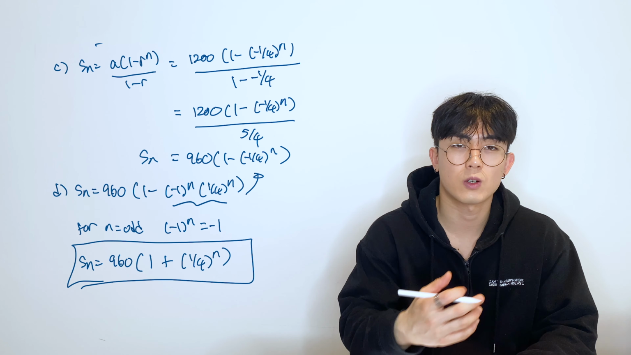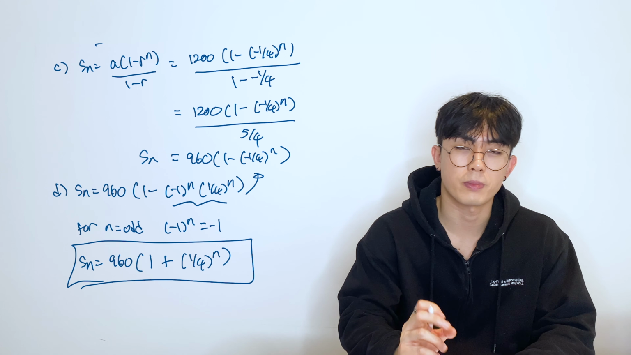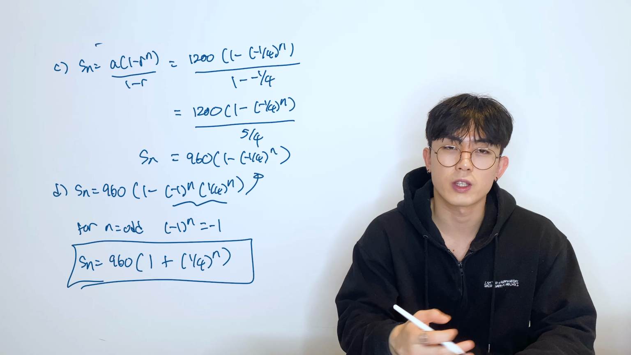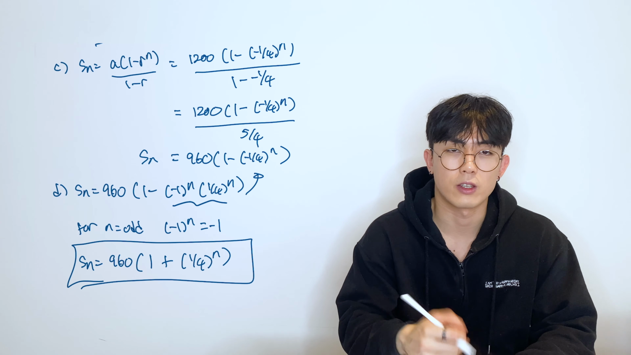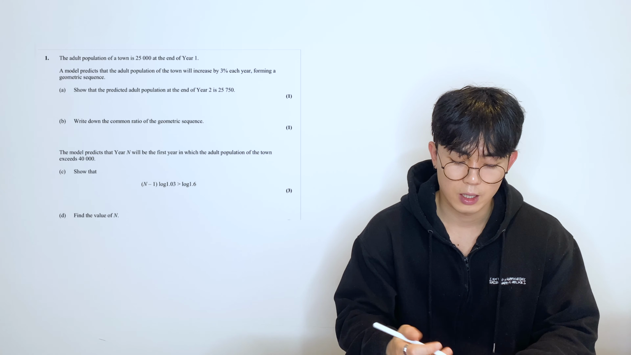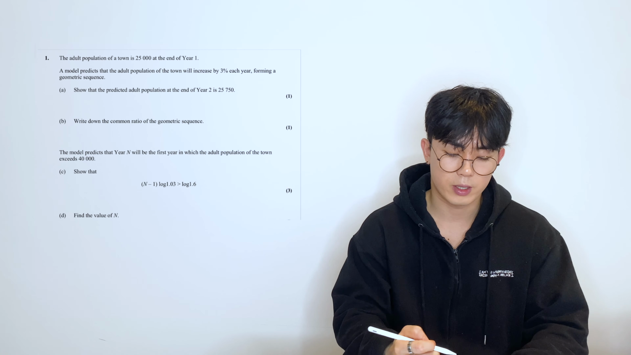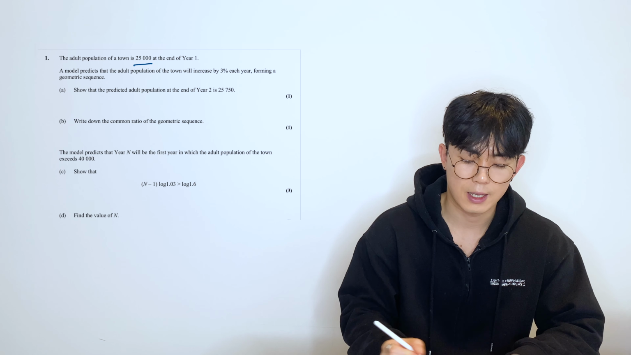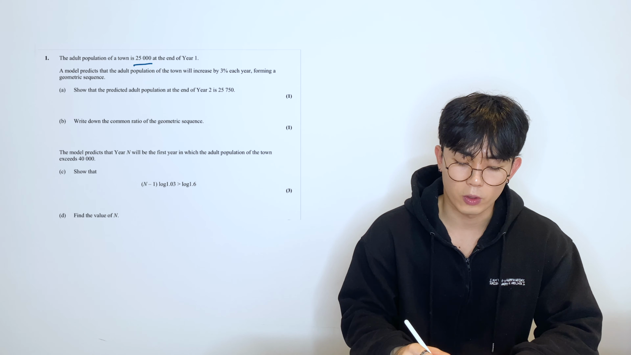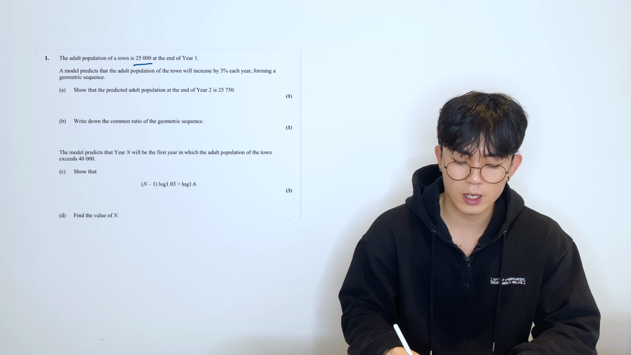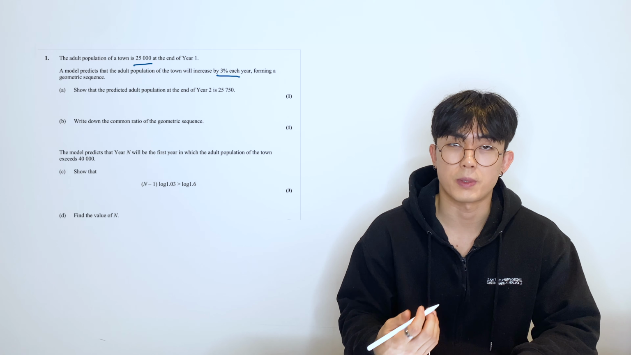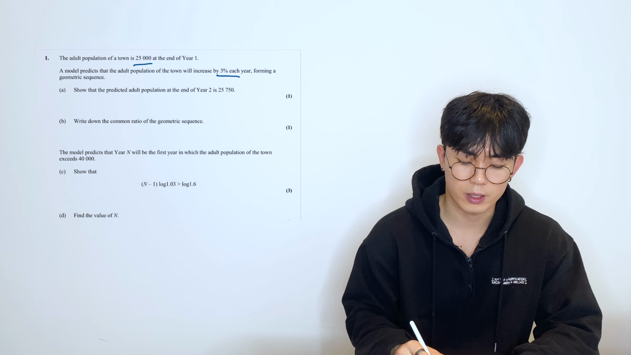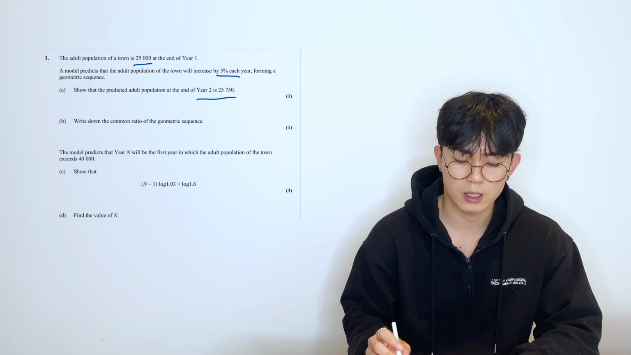So as you can see, the equations themselves aren't too difficult as long as you understand what equation to use and what your a and the common ratio values are. Let's just try one more question. So we say the adult population of a town is 25,000 at the end of year 1. A model predicts that the adult population will increase by 3%, forming a geometric sequence. Calculate the predicted adult population at the end of year 2.